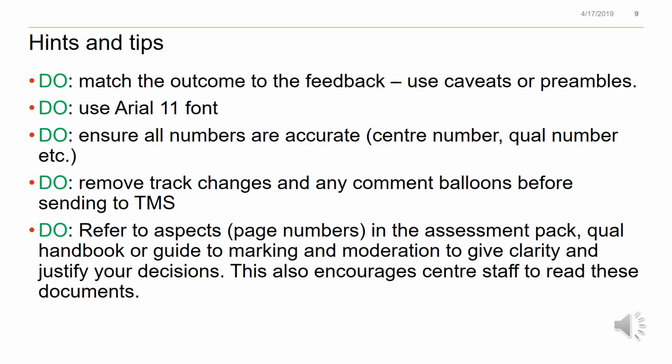Here are some general hints and tips. The outcome must match the feedback, so use caveats or preambles when you have to finalise the document following confirmation of marks. For example, you might say, although most of the marking across the sample was accurate, it was judged as slightly too lenient in AO3. Or you could say, centre marking was in tolerance, however there were some discrepancies found in AO4 and 5, and then you'd explain your reasoning. Ensure that the form looks professional by using the same font throughout.